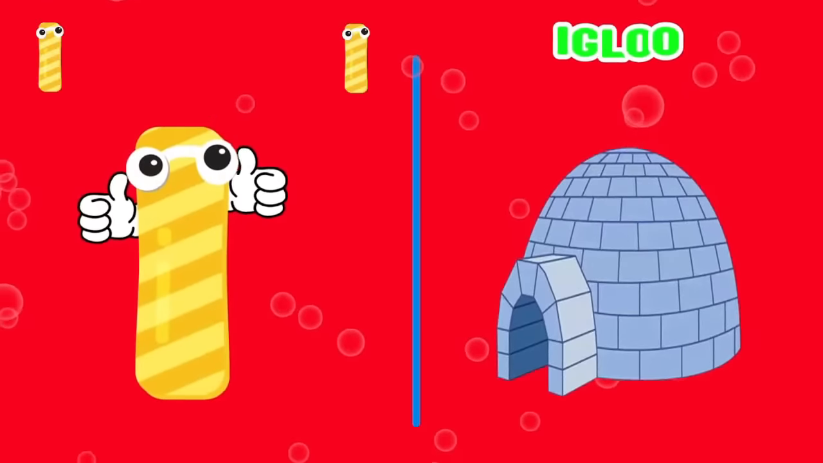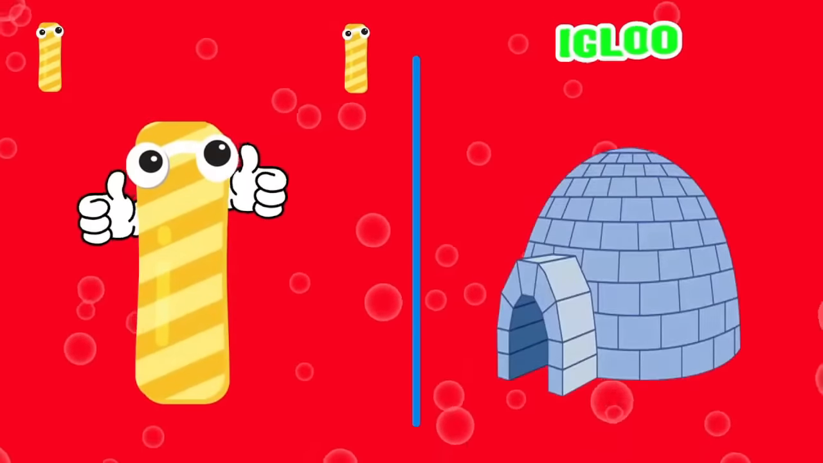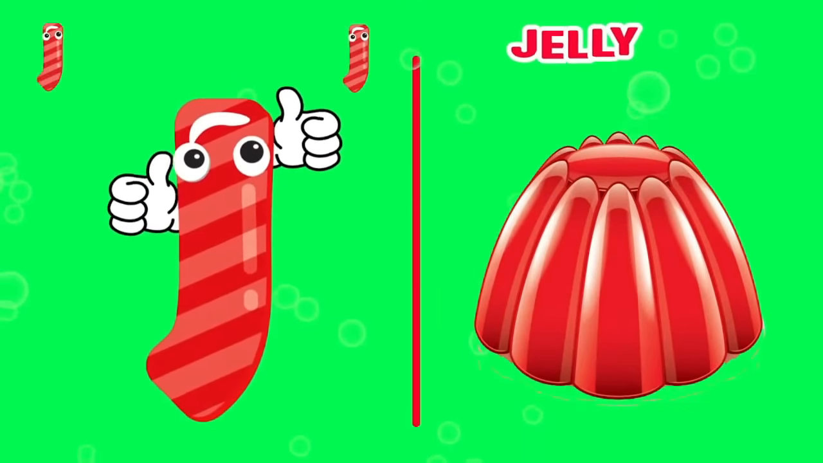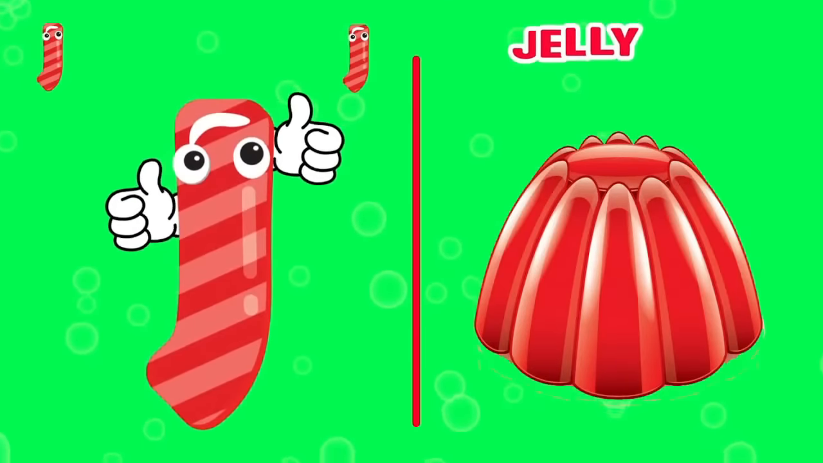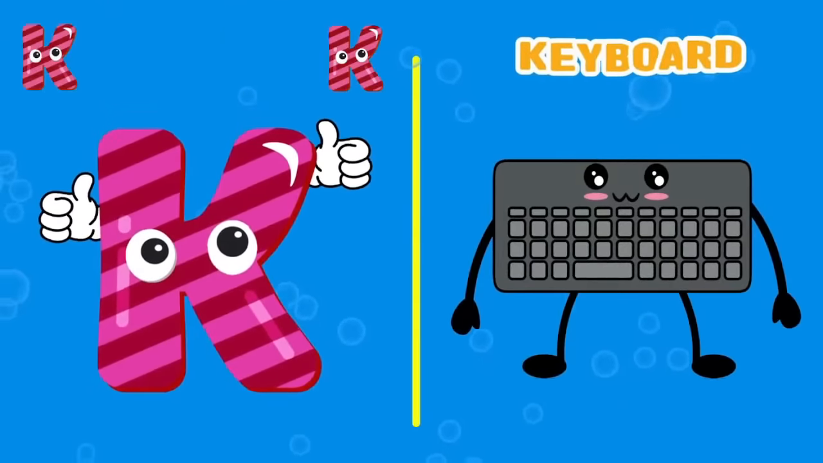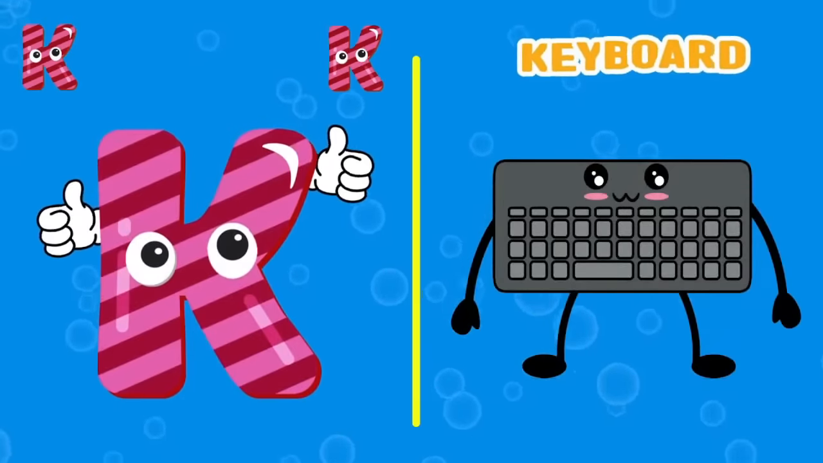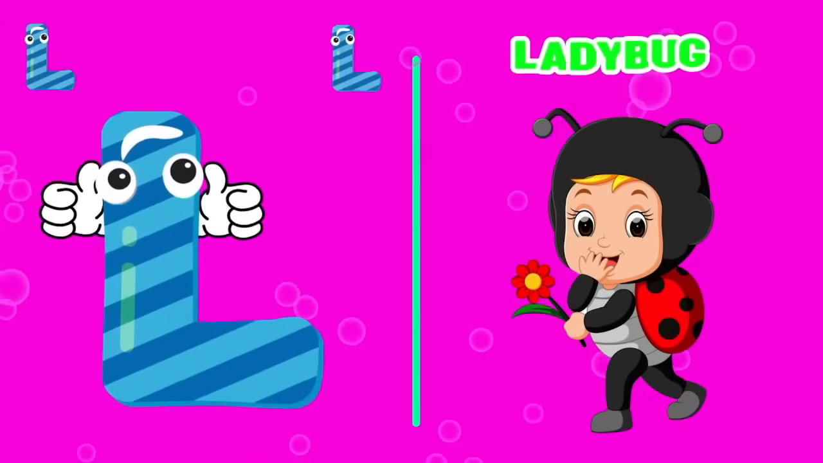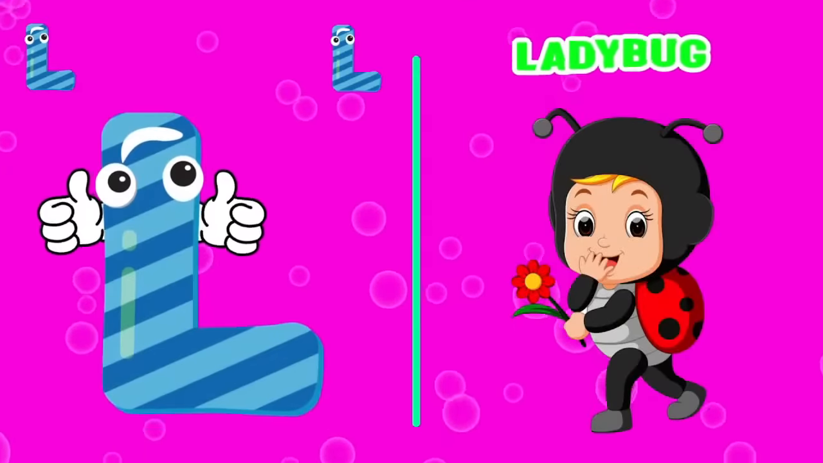I, i, igloo. J is for jelly. J, j, jelly. K is for keyboard. K, k, keyboard. L is for ladybug. L, l, ladybug.